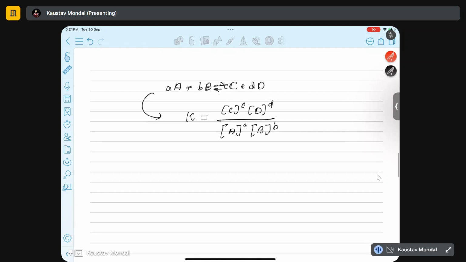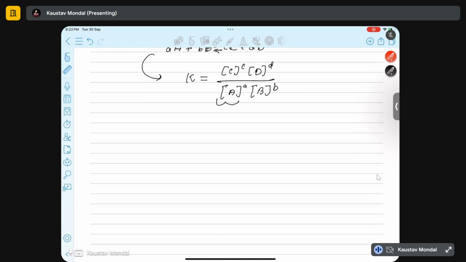Right. The things in the square brackets denote concentration, and the small a, b, c, d are the stoichiometric coefficients. So this is the very rudimentary way of calculating the equilibrium constant.